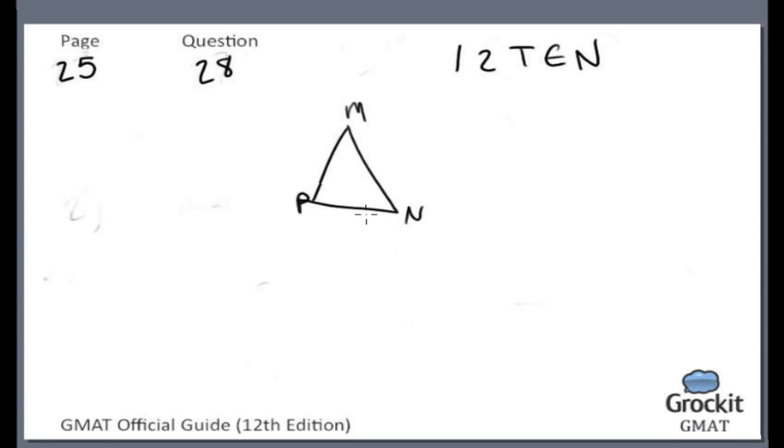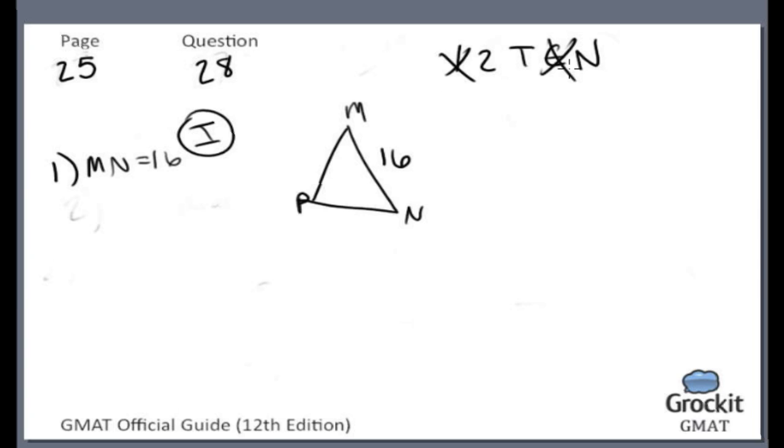So in order to know the perimeter, we need to know the lengths of the two similar legs and then the length of the different one. Statement 1, then, tells us that MN equals 16. So that means this side over here is 16. We don't know yet whether this is the side that has a matching side, or whether this is the one side that's a different length. So statement 1 on its own is not going to be sufficient. Cross off choice 1, as well as either being sufficient on its own.